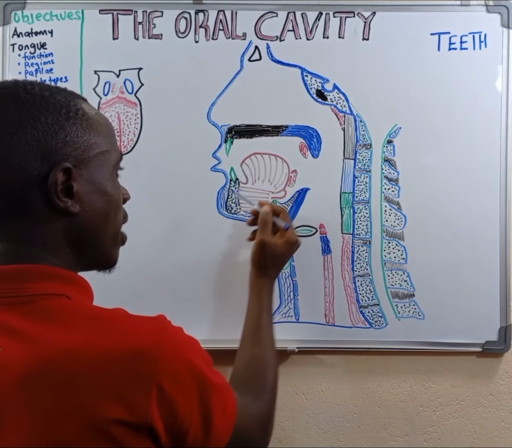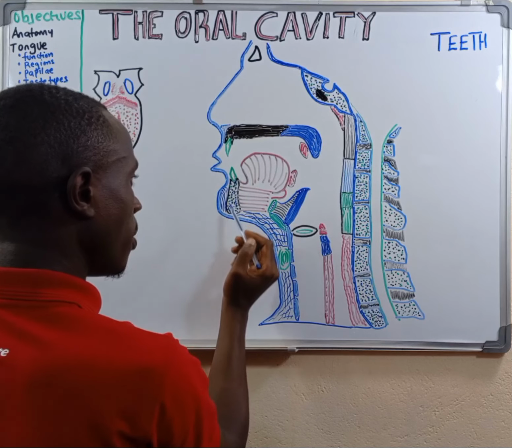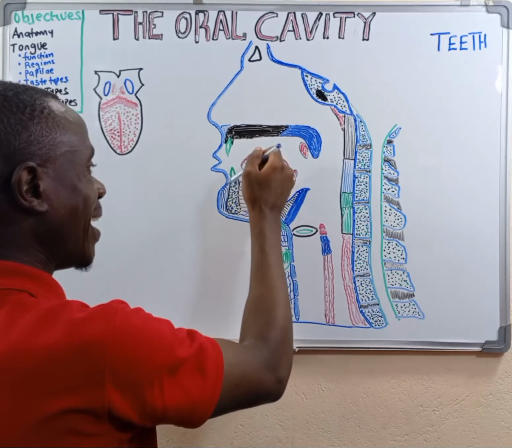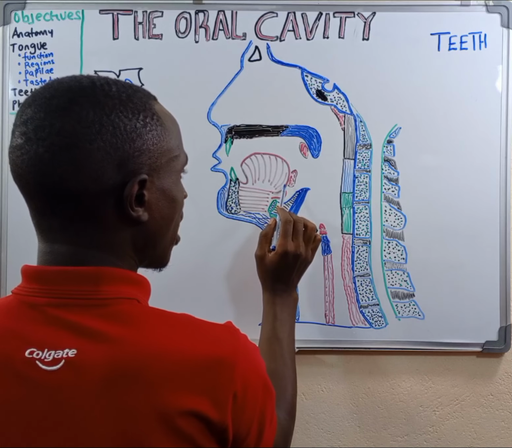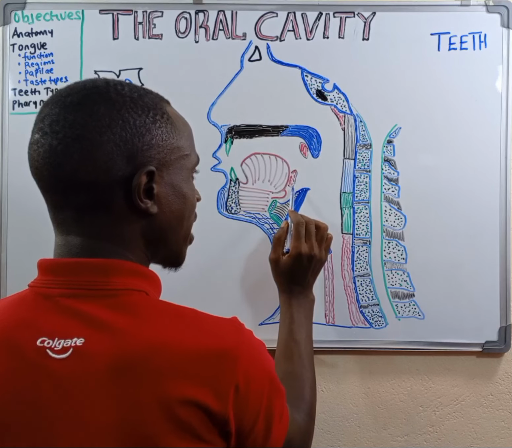Then this one is going to be the mandible. We are going to have the teeth coming off from the mandible, because this is the part that supports the teeth. Then when we come to the base of the tongue, we are going to have this lymphoid tissue.